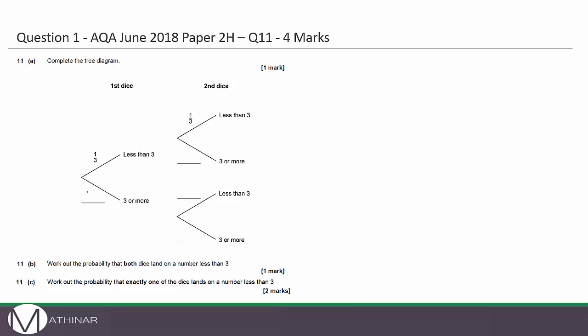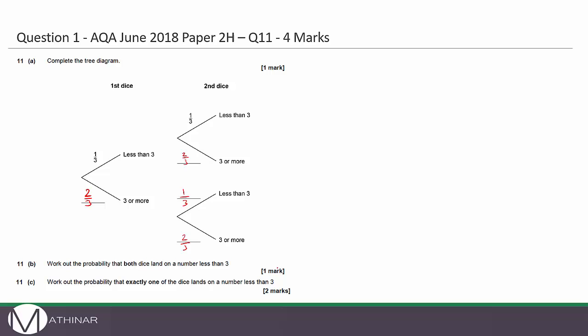So in a tree diagram all the branches need to add up to make 1. So if this is 1/3, this must be 2/3. If this is 1/3, then this must be 2/3. And then these ones, we've got both of them blank. But because we're referring to the second dice, we follow the same probabilities as we have here. Less than 3 is 1/3. 3 or more is 2/3.